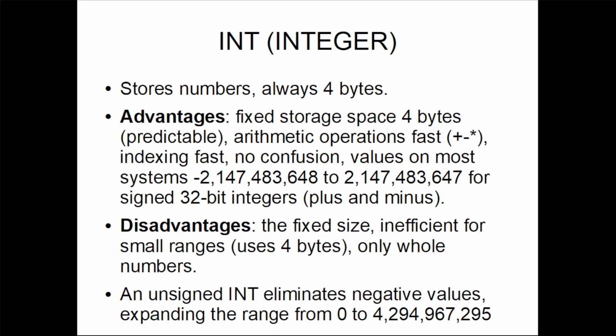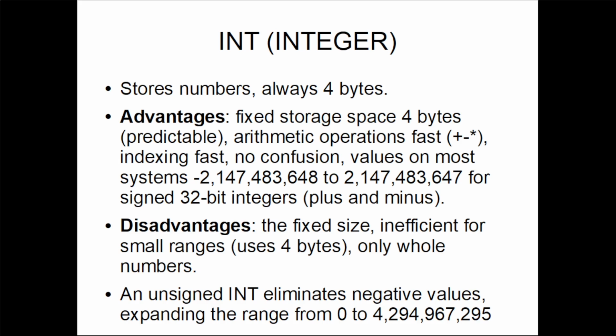Fixed size. Since integer always uses 4 bytes, it is not the most space-efficient solution for very small numbers. For example, if you only need to store values between 1 and 100, using integer still takes up 4 bytes, which is more than necessary. Only whole numbers. Integer only stores whole numbers. If you need to store decimals, you will have to use a different data type, like float or decimal.